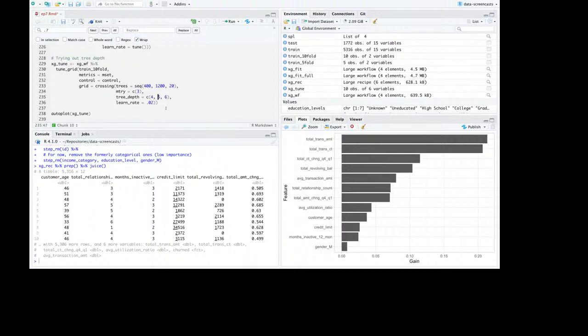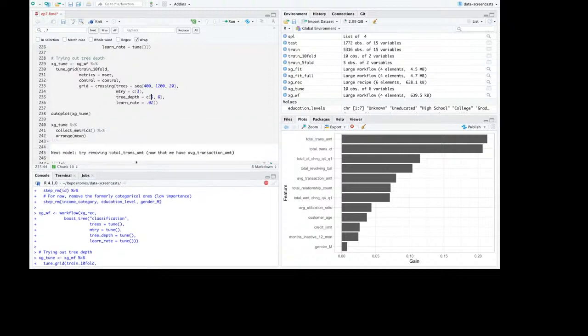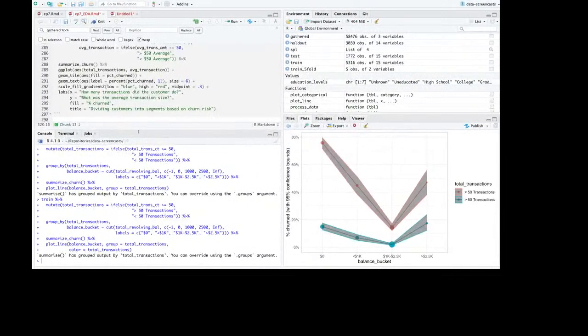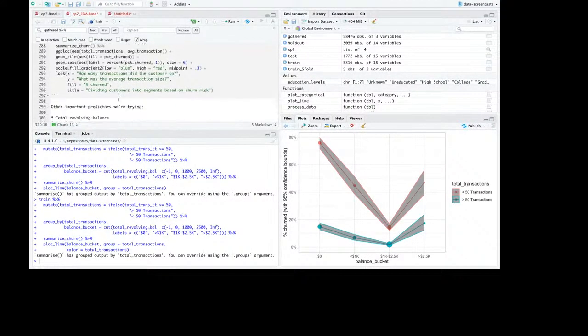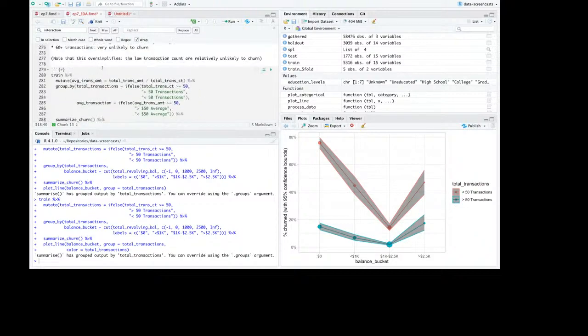Deciding like, how else do I try adding and removing? Because I feel like I'm pretty close to. I could easily be missing some important one, but no, oh yeah, interaction term. Not really interaction term, but total transactions. Let's try average transactions.